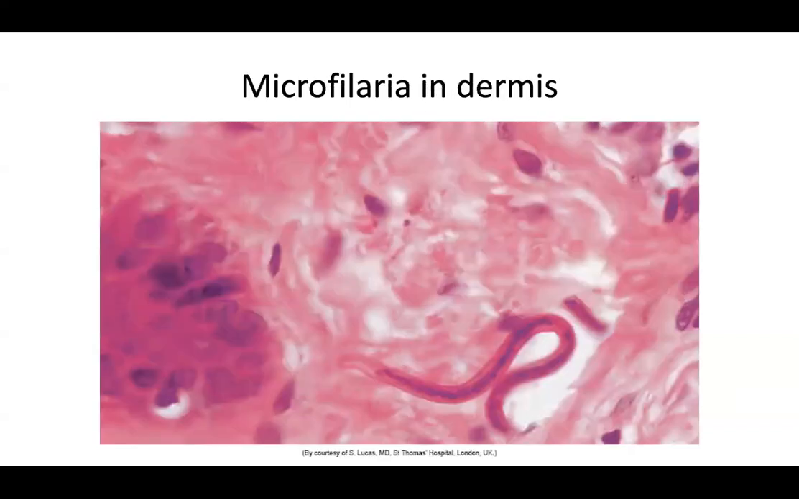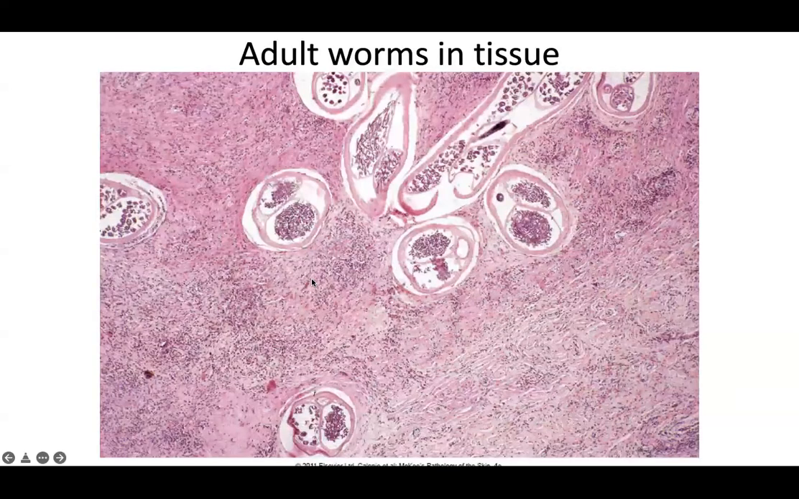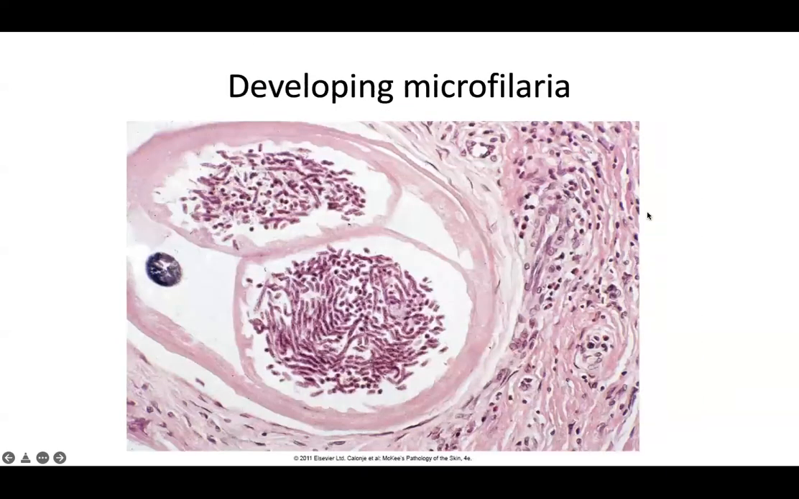Here you see microfilaria in the dermis. If you got lucky and caught this all in one plane of section, you'd be able to see the microfilaria, which is nice. You may also be shown examples of adult worms in tissue. So you see these are larger cross sections of a worm, and on higher power, you can see the developing microfilaria within the larger worm.